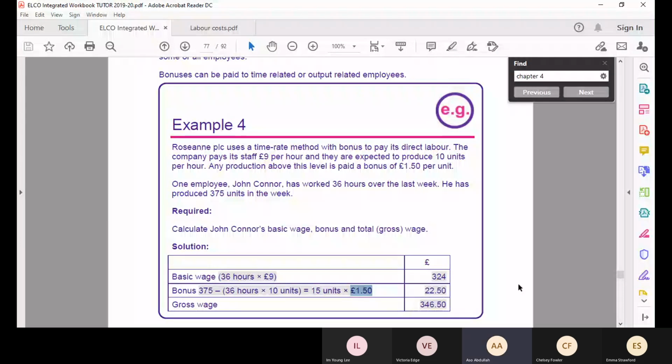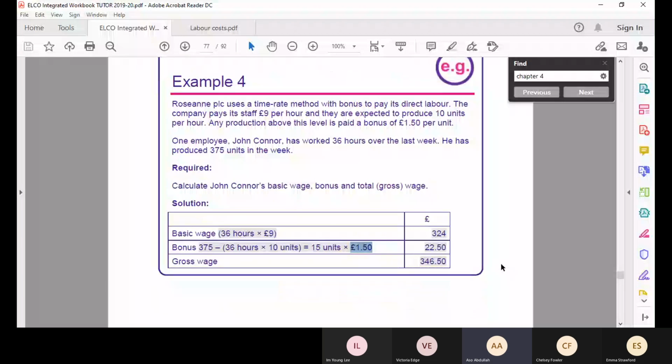Is this question clear? It's not that difficult. You only need to understand the question. They're paid £9 per hour, and they're expecting to make 10 units per hour. Anything outside of the contracted expectation, they will pay as a bonus at £1.50 per unit.